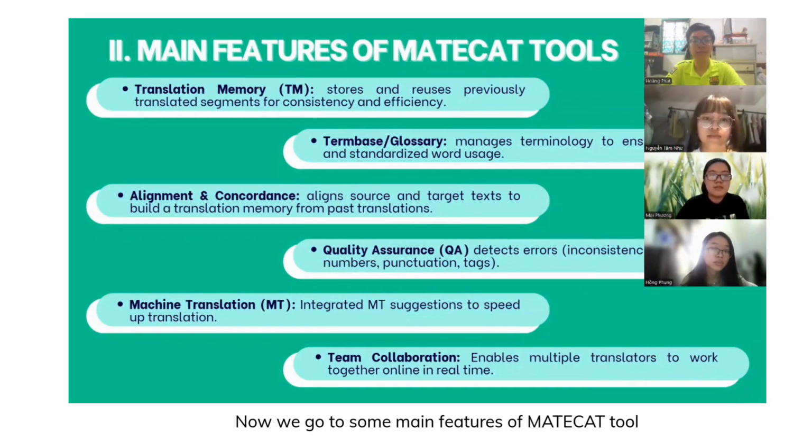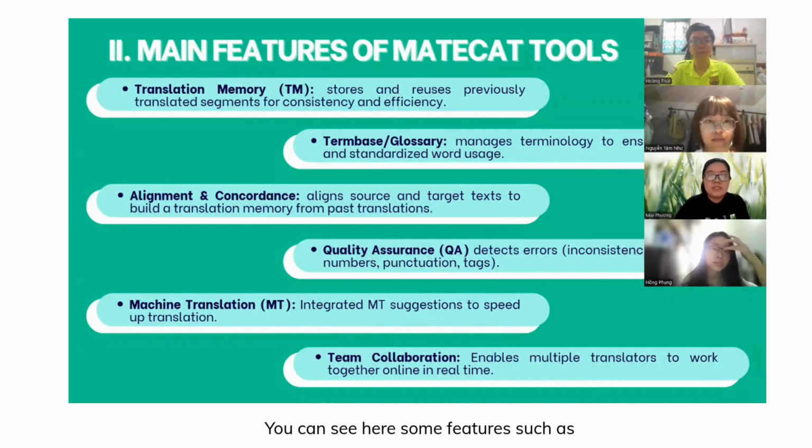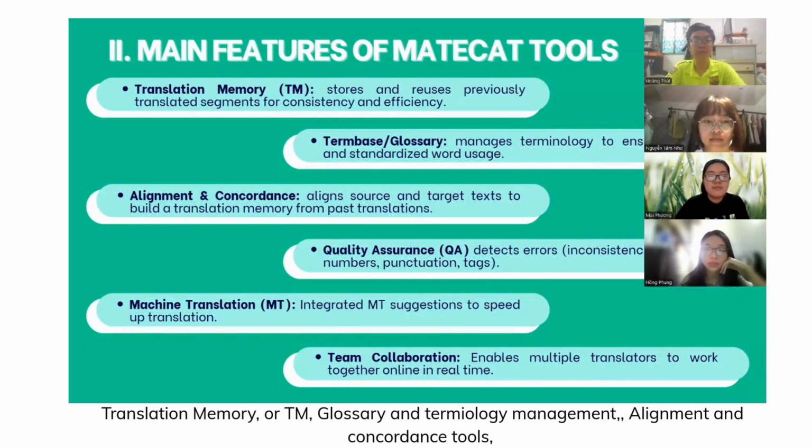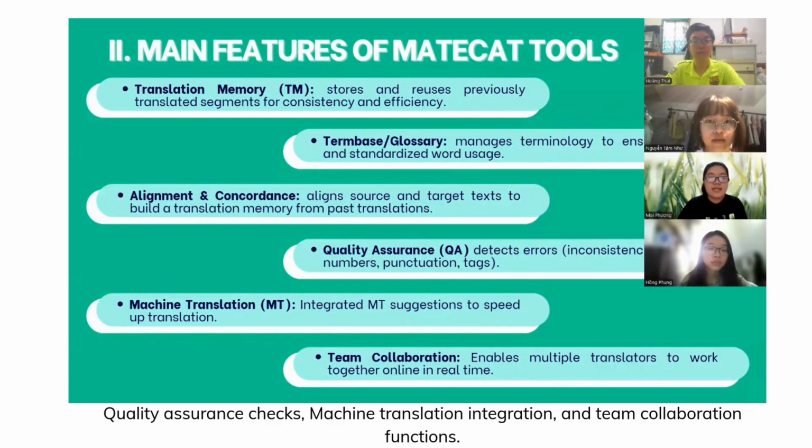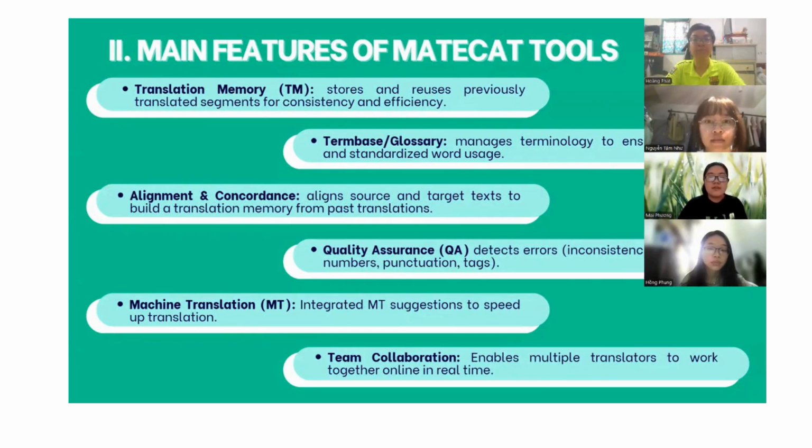Now we go through some main features of CAT tools, Matecat. You can see here some features, such as translation memory, glossary and terminology management, alignment and concordance tools, quality assurance checks, machine translation integration, and team collaboration functions. And now we will go through the two most important ones in detail.